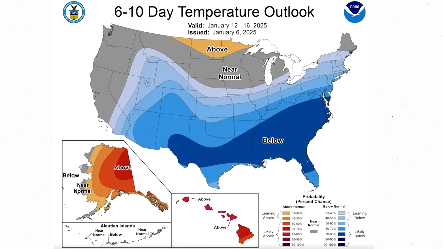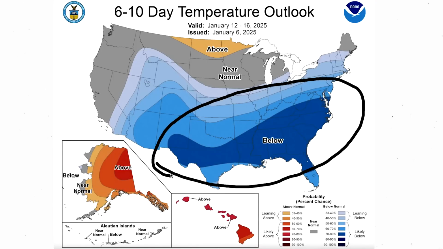So let's take a look first off at the 6 to 10 day temperature outlook updated yesterday, and this is for the 12th through the 16th. We do see continued cold being the trend here for a lot of the south central and especially the southeastern states. So again, 12th through 16th here.